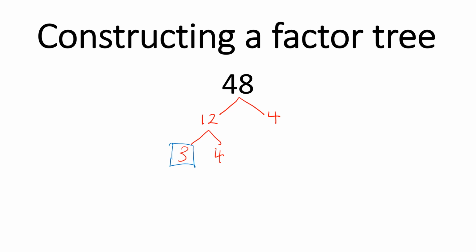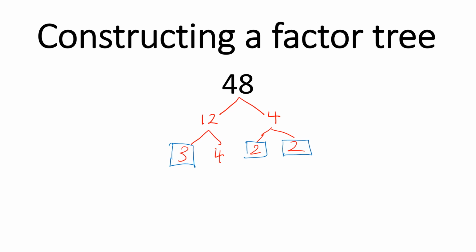Let's have a look at the other 4 over the other side. What 2 numbers multiply together to equal 4? So we have 4 and 1, but in factor trees we can't use 1. Okay, so what other numbers multiply together to equal 4? 2 and 2. Okay, so we draw little lines out like trees and we write 2. Okay, is 2 a prime number? Yes, it is. So let's put a box around it.